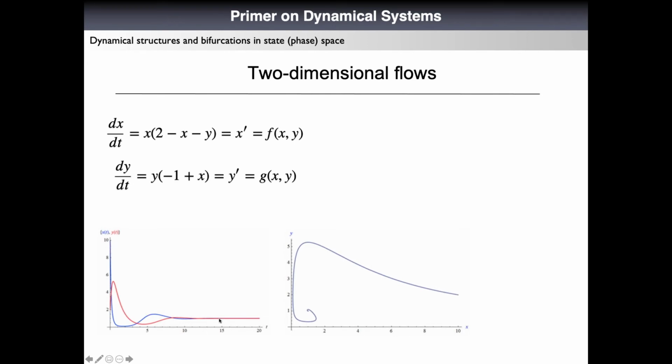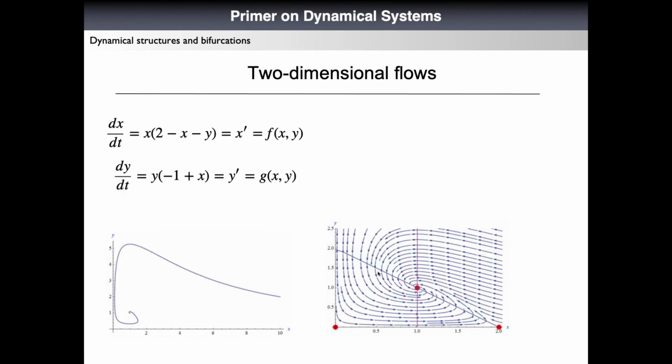We have here one kind of dynamics of spiraling towards an equilibrium point. And as represented in time, we have x in blue and y in red, and the way this is represented in the state space.